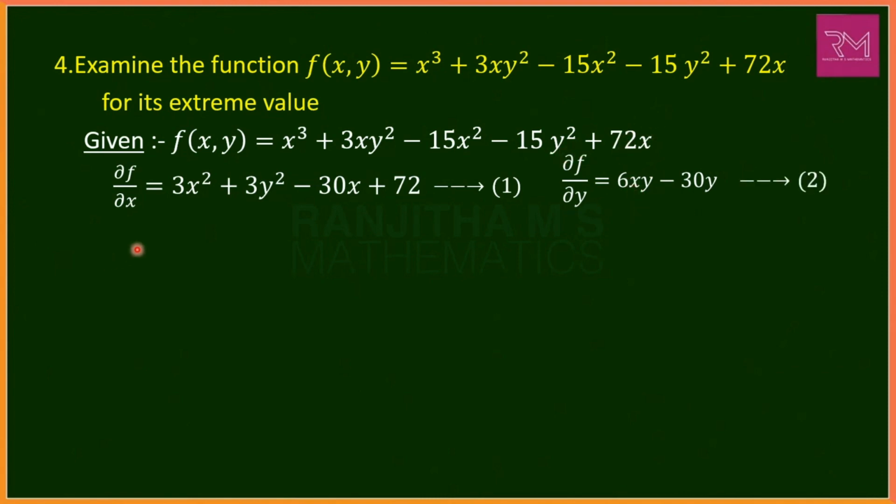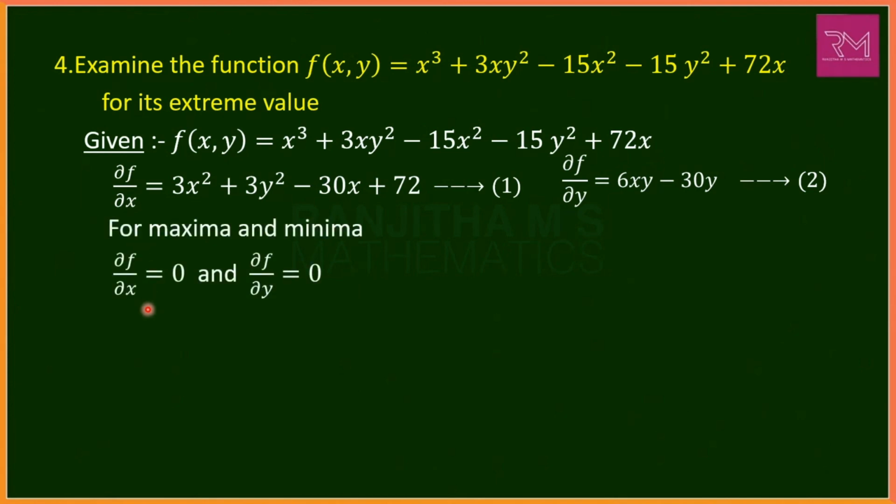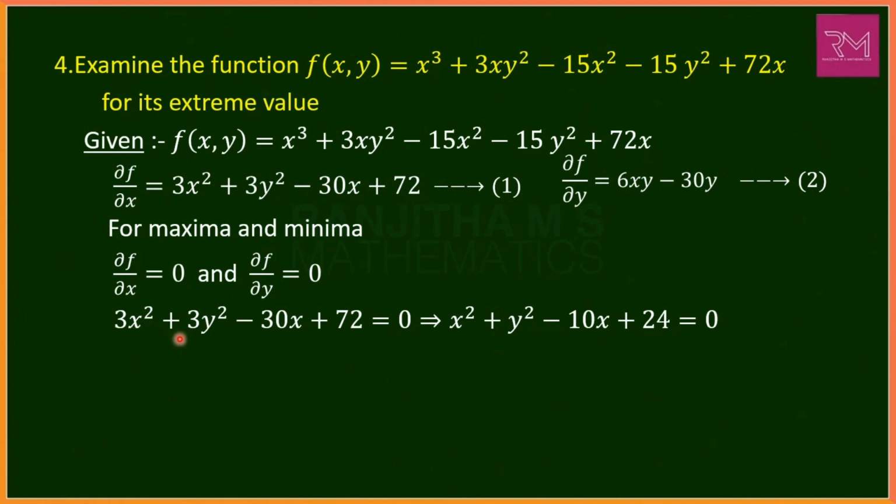Next step, to find maximum minimum value, equate the term del f by del x and del f by del y to 0. That becomes 3x square plus 3y square minus 30x plus 72 is equal to 0, which implies if we take 3 as common and take that to the right hand side, that becomes x square plus y square minus 10x plus 24, which is equal to 0. Call this as equation number 3.